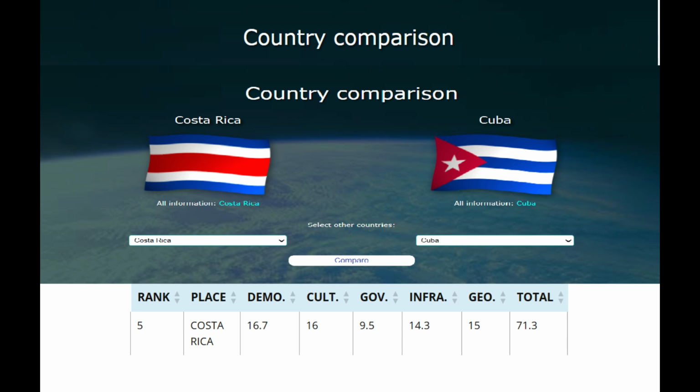So the similarities when it comes to demographics, they're both Spanish-speaking, Catholic majority, and racially mixed. The difference is Costa Rica is more European descended with less Afro-Caribbean and Santeria influence. Cuba has a much larger immigrant population.